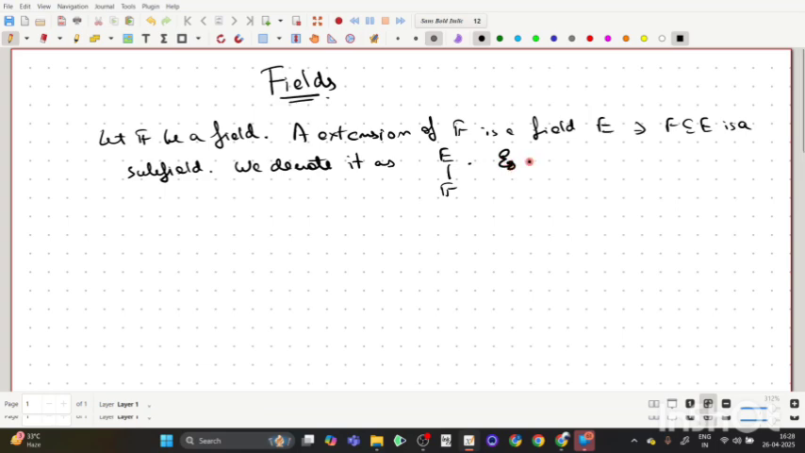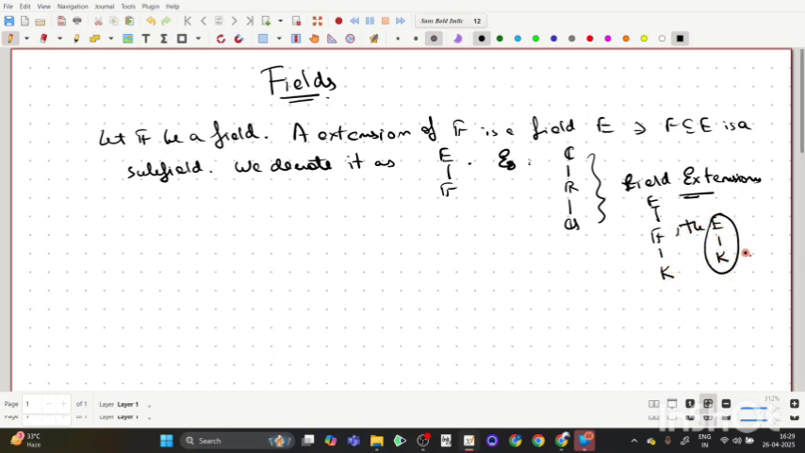For example, an immediate example is C over R over Q. This is an example of a field extension. In fact, it's an example of a chain of field extensions, right? Something you can observe immediately: if F is an extension of K, and E is an extension of F, then E is also an extension of K. This is very easy to observe.